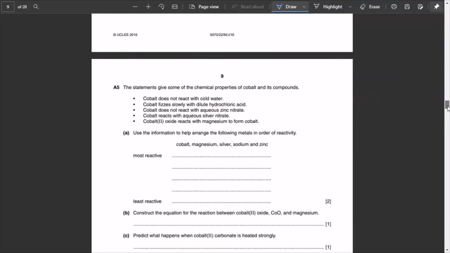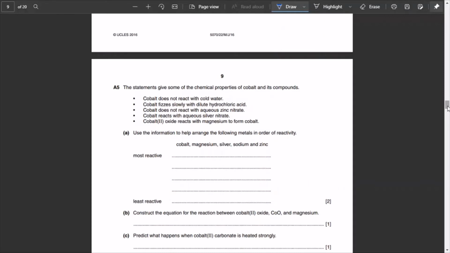Moving on to question number 5. The statements give some of the chemical properties of cobalt and its compounds. Cobalt does not react with cold water. Cobalt fizzes slowly with dilute hydrochloric acid. Cobalt does not react with aqueous zinc nitrate. Cobalt reacts with aqueous silver nitrate. And cobalt(II) oxide reacts with magnesium to form cobalt.